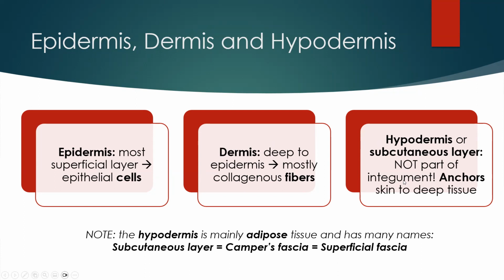This is not technically part of our skin system. It's rather kind of anchoring the skin to the underlying tissue, which is usually muscle or another layer of fascia. One thing to point out is that the hypodermis has a lot of different names. It's mainly fatty tissue, but sometimes you'll see it referred to as Camper's fascia or superficial fascia. That could be a good lecture question.